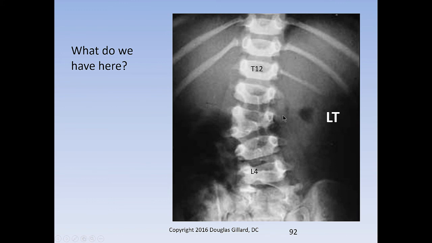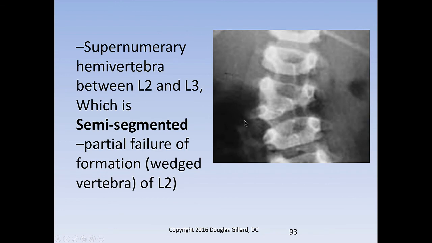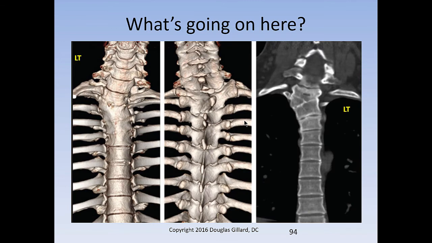And is it segmented or partially segmented? Is it fully segmented or partially segmented? There's a beautiful disc space. Don't see one here. It's completely fused, so it's partially segmented. Supernumerary hemivertebrae. Yep, everything I just said. What's going on here? Oh, this is another geek alert, I think. So at least we get a CT cut here.